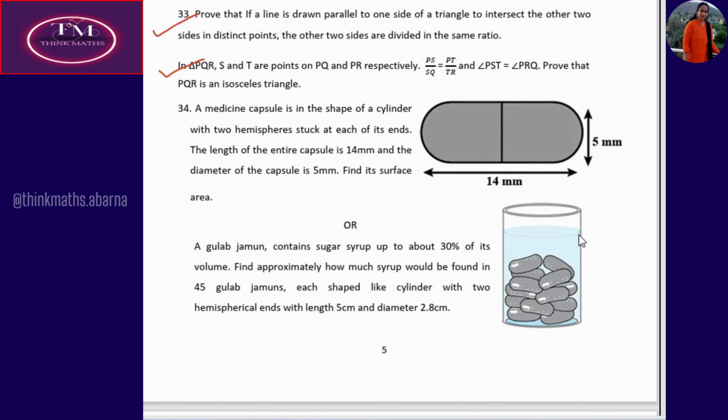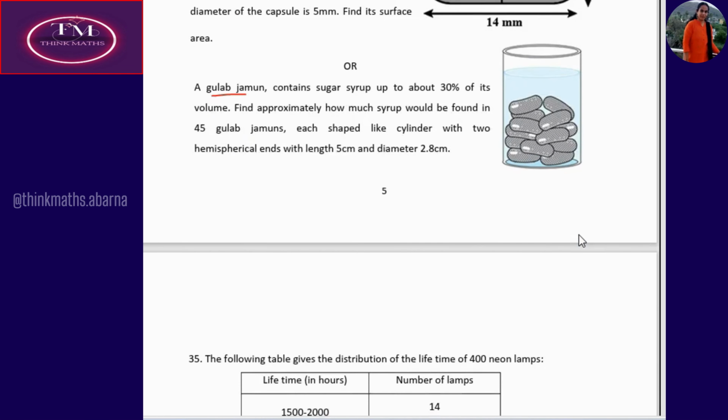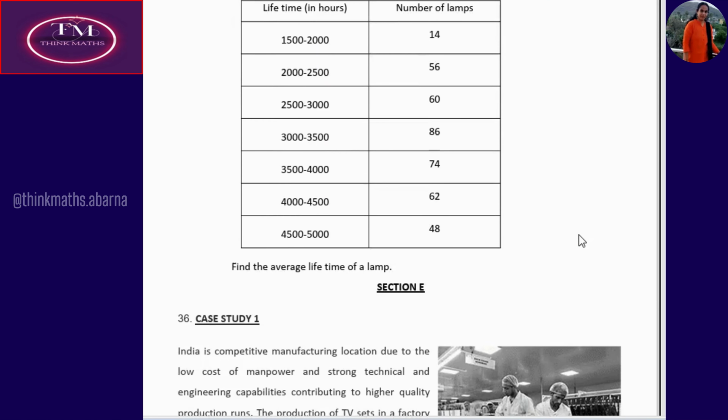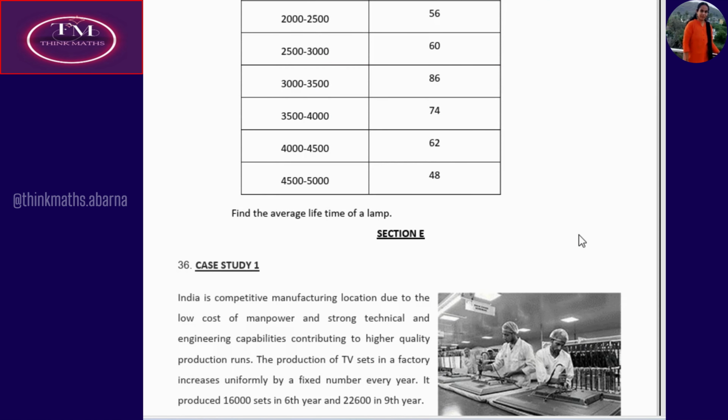In 34 you have internal choice. You can either answer this medicine capsule or gulab jamun question. 35 is compulsory. So moving on to section E.